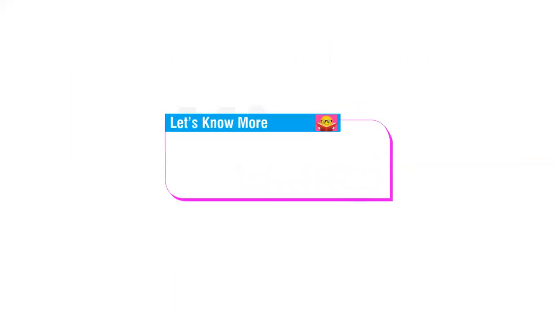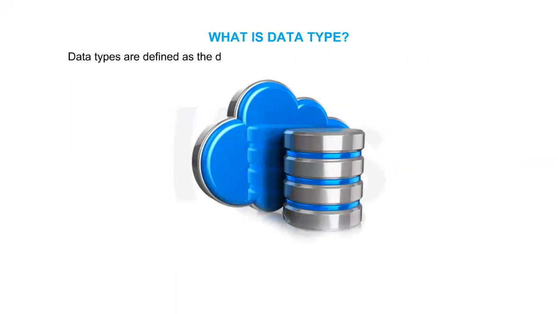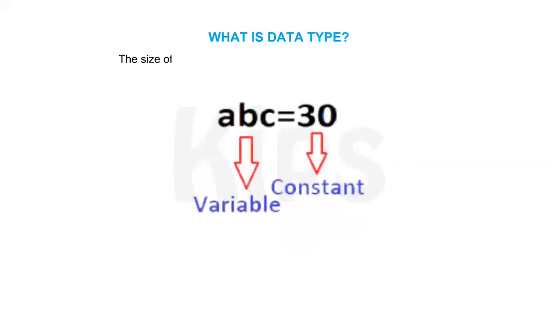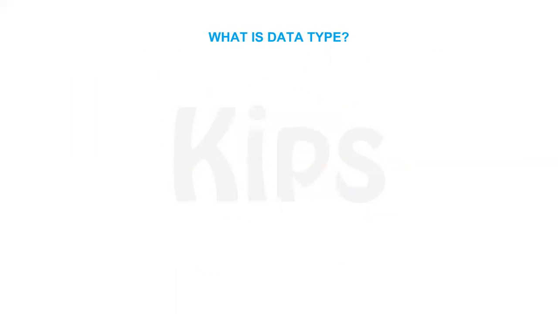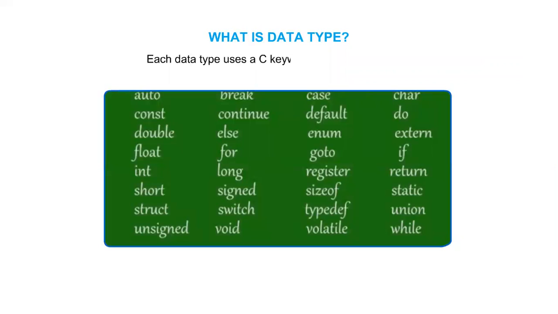Alright students, let us know more. The data types in C are broadly classified as primitive data types and derived data types. Data types are defined as the data storage format that a variable can store to perform a specific operation. The size of a variable and constant are determined by data types. Each data type uses a C keyword to be characterized.